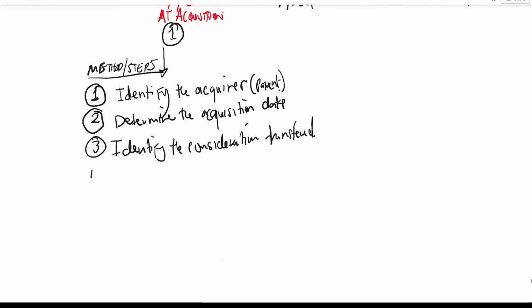Number 4, it goes hand in hand. After we identify the consideration that was transferred, we need to measure the consideration. So then, measure the consideration transferred.